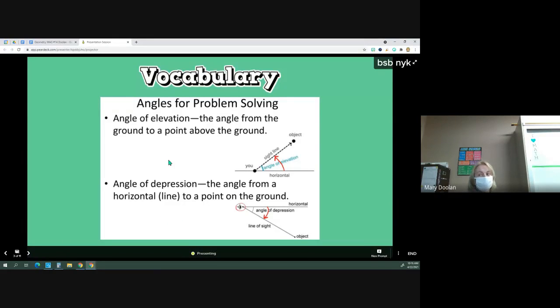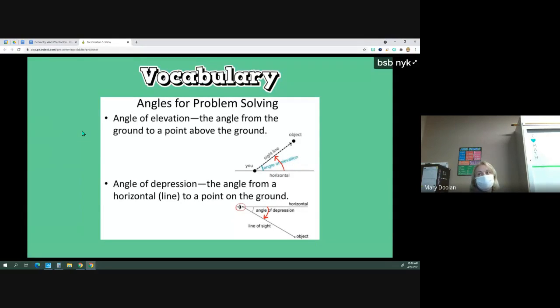This is not new vocabulary. This is the same vocab from Monday and Tuesday, but I put it on here again because we're still using these words. Angle of elevation: the angle from the ground to a point above the ground. Angle of depression: the angle from a horizontal line to a point on the ground. So if you are in a location and you're looking up, that's an angle of elevation, and if you're looking down, that's an angle of depression.